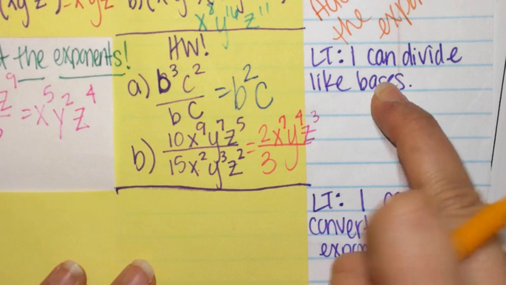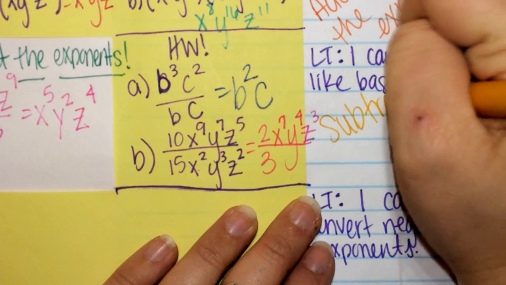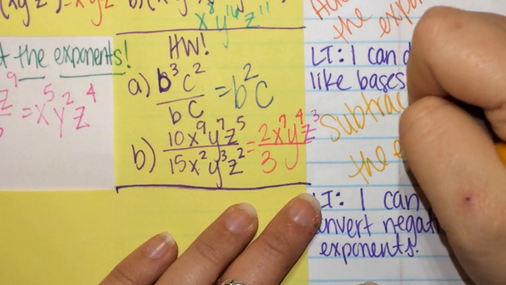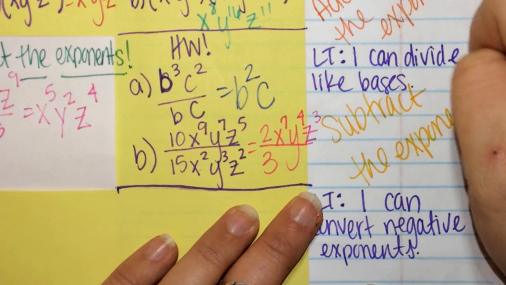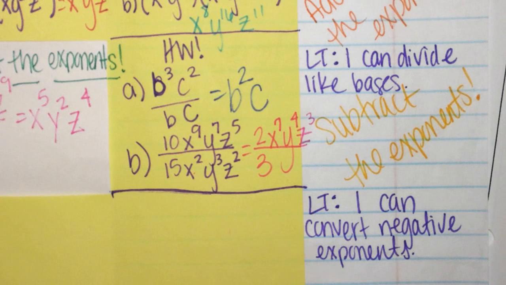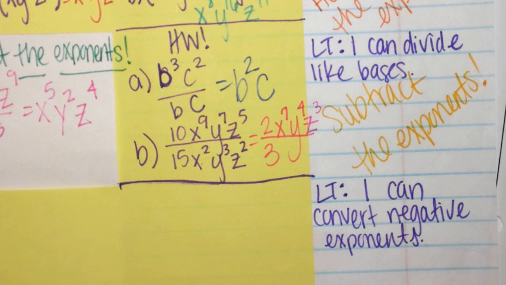All right, so I can divide like bases. How do we divide like bases? Subtract the exponents. Take another point. All right, so let's subtract the exponents. Okay, so far, we've multiplied like bases. What do you do with the exponents? Okay, we've divided like bases. What do we do with the exponents? Subtract.